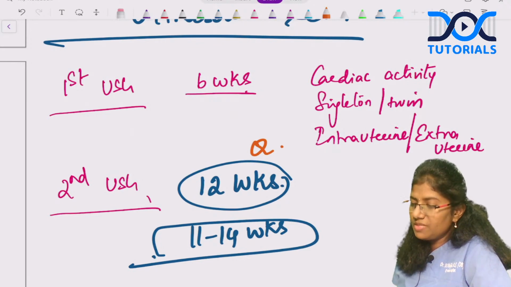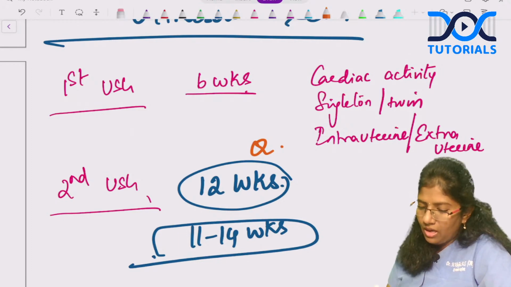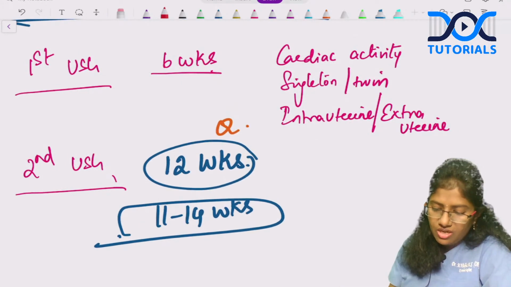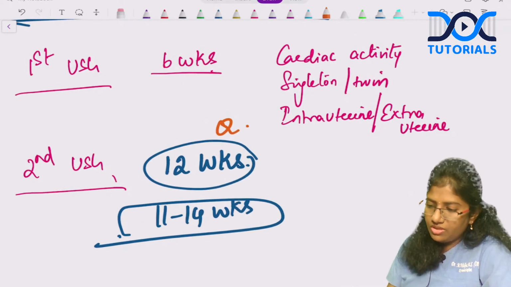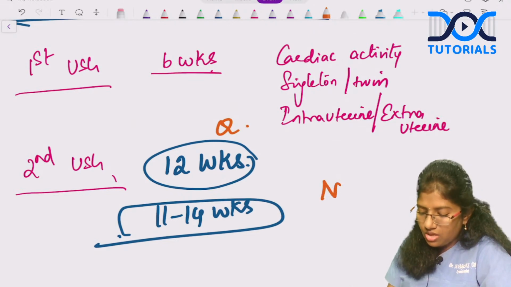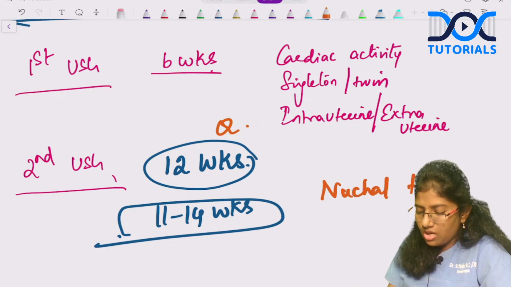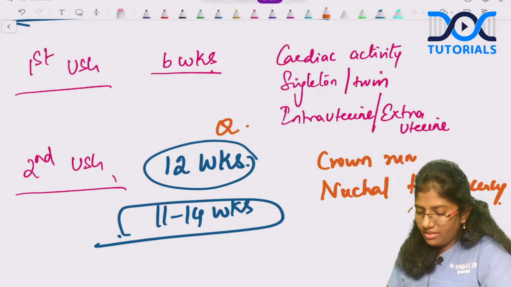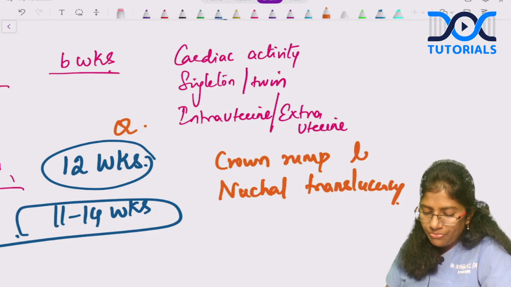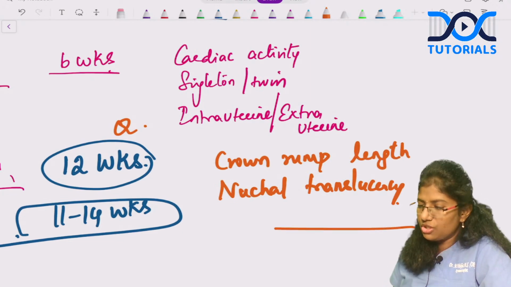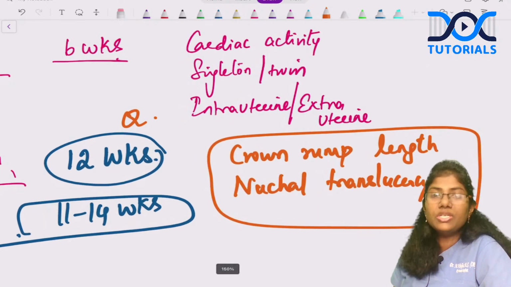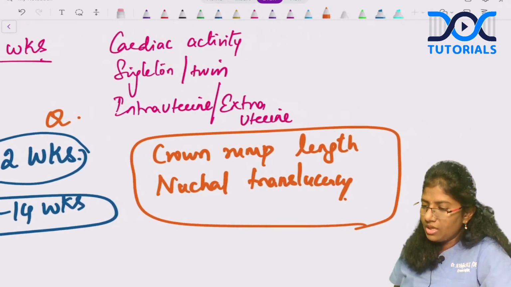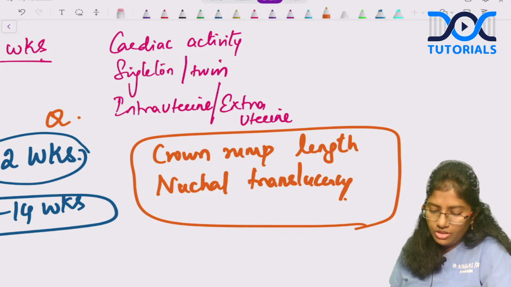Two important parameters we're measuring here. Let me tell you, we're going to measure a very important parameter, that is nuchal translucency. We're also going to measure the crown rump length. These two can be measured at 12 weeks.